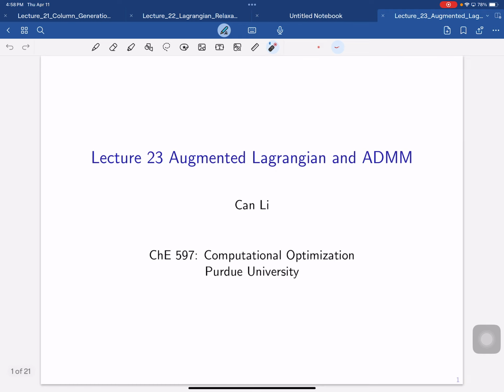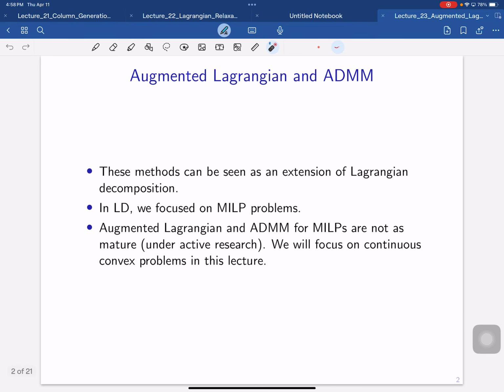So then let's talk about something called Augmented Lagrangian and ADMM. You can see these two methods as an extension to Lagrangian relaxation. In Lagrangian decomposition or Lagrangian relaxation, we focused on MILP problems. The reason is that we want to make it as general as possible, right? Even with MILP, you can show some properties and some convergence properties. But augmented Lagrangian and ADMM for MILP problems are not as mature. It is still a very active research area.